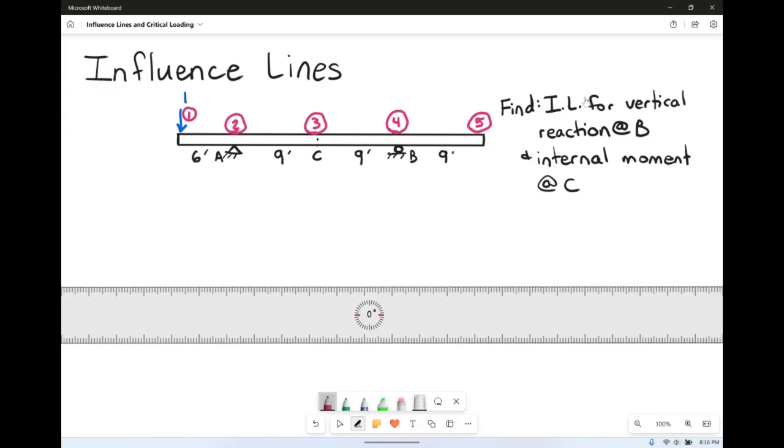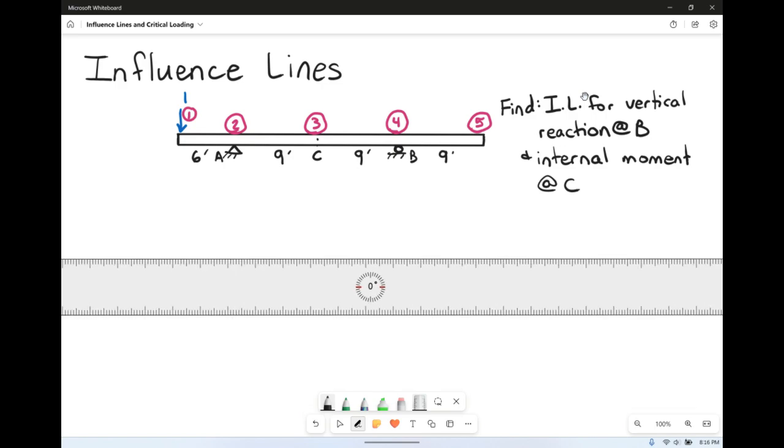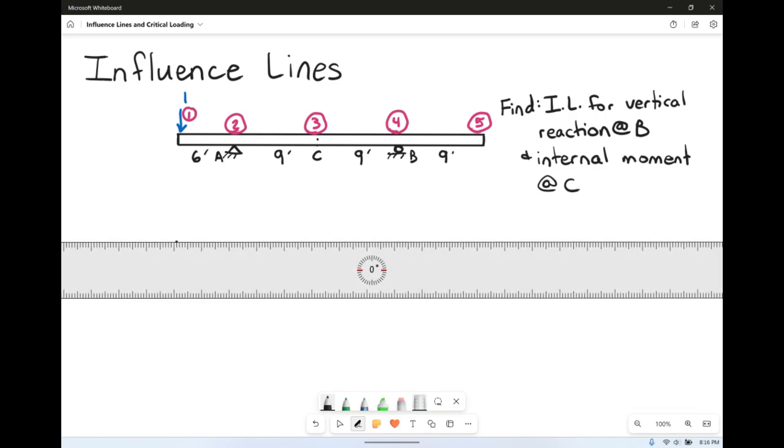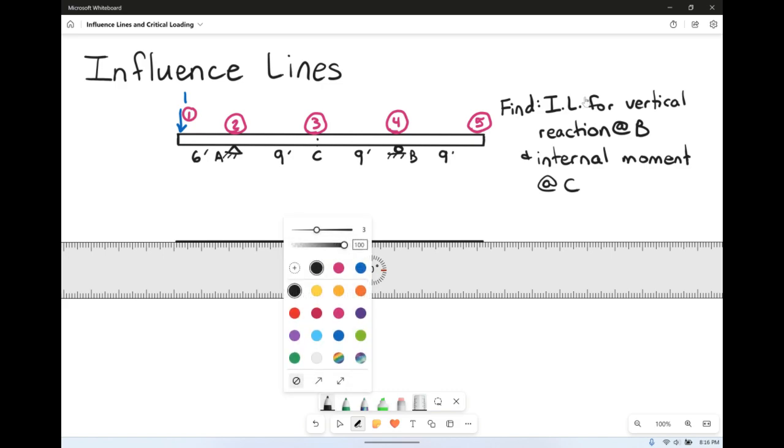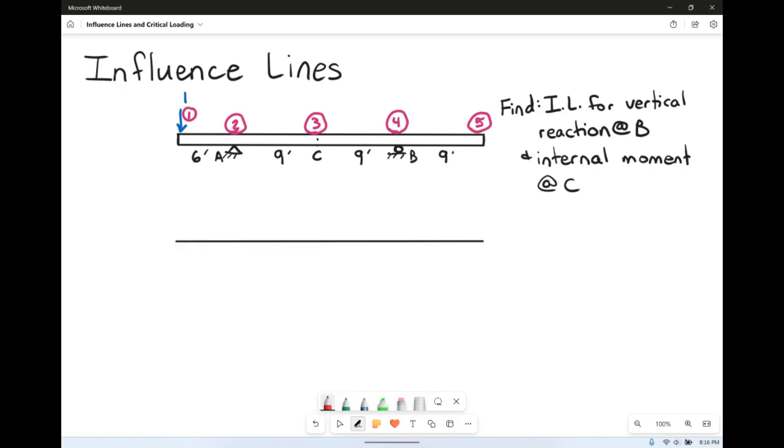So first up, let's start by just drawing a diagram of what's about to happen, and we'll see how this is going to play out. So at A, we have AY and also AX, and at B we have BY. And to start with, we also have our point load over here at the end. Now we want to solve for the vertical reaction at B, so technically we want BY.